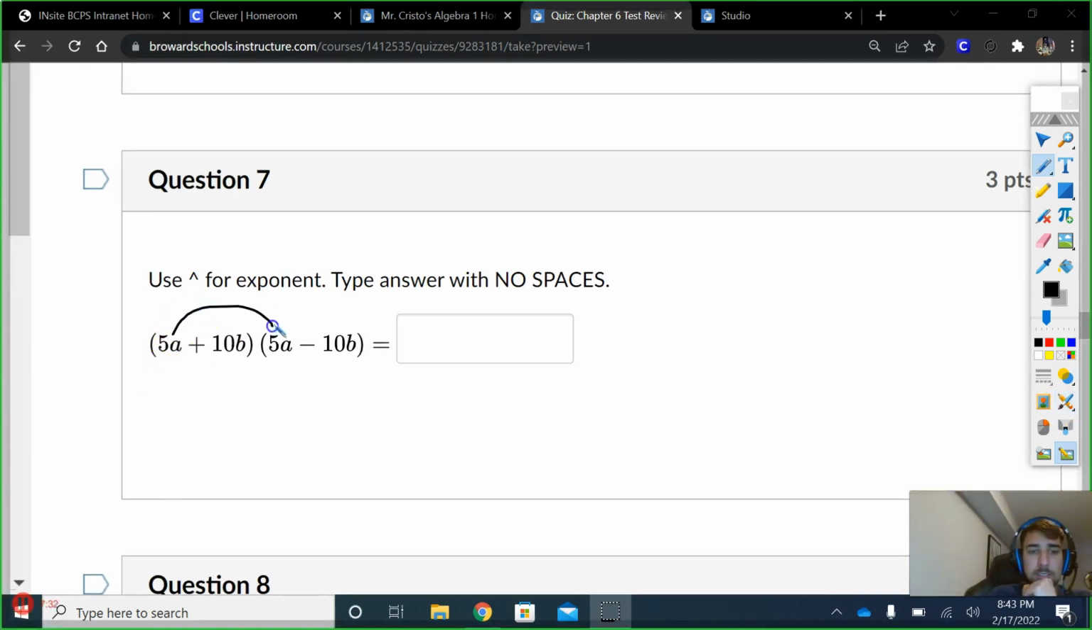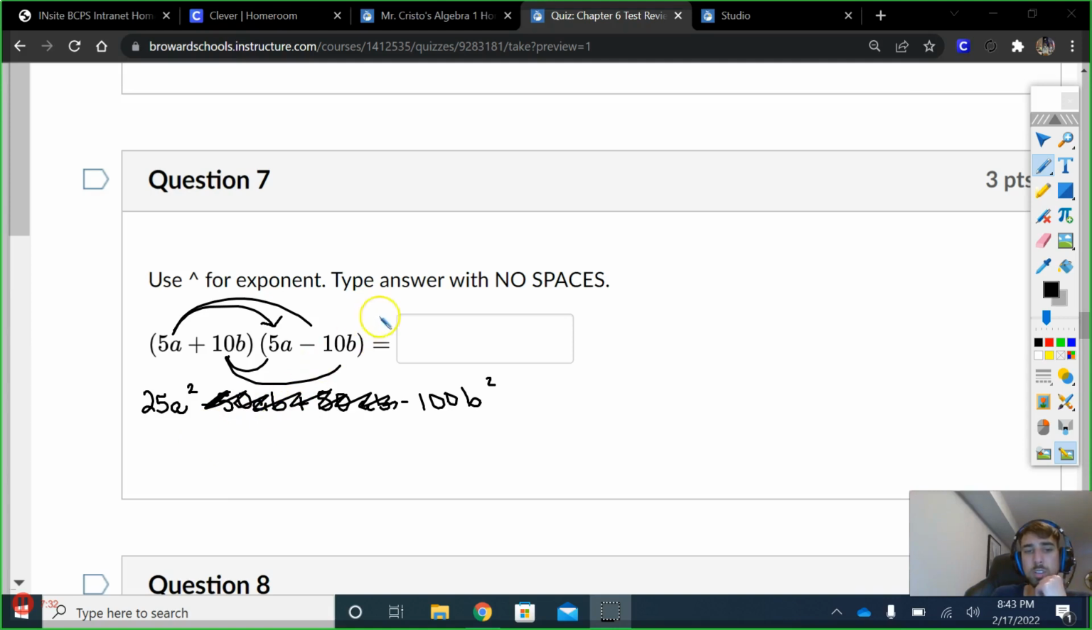All right. 5a times 5a is going to give you 25a to the 2 power. 5a times negative 10b will give you negative 50ab, in alphabetical order. 10b times 5a will give you positive 50ab. 10b times negative 10b will give you negative 100b to the second power. The negative 50ab plus 50ab will cancel out, since they have the same exact bases and exponents. So your answer should be 25a to the second.